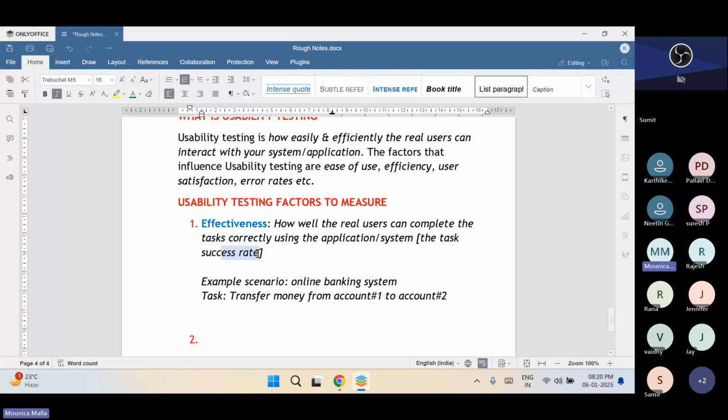So success metric will be the user successfully completes the task by transferring money from account 1 to account 2 without any errors or without any assistance plus confirmation. Okay. So I will say here my success metric will be usability testing.